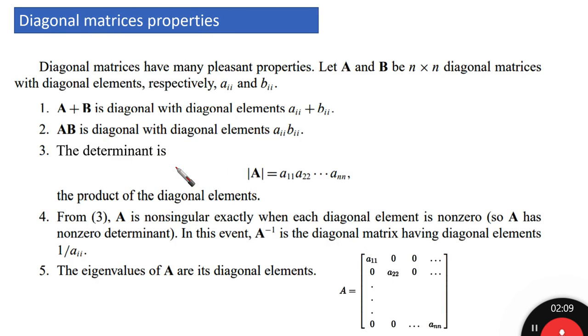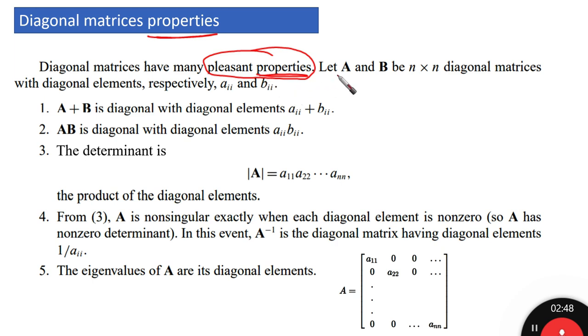Now let's go to the properties of diagonal matrices, and why we are interested in them. Diagonal matrices have many pleasant properties, meaning that they are going to help us in our solution and analysis of matrices. Whenever we see a diagonal matrix, it makes our calculation simpler, and we can solve our problem in a simpler way.